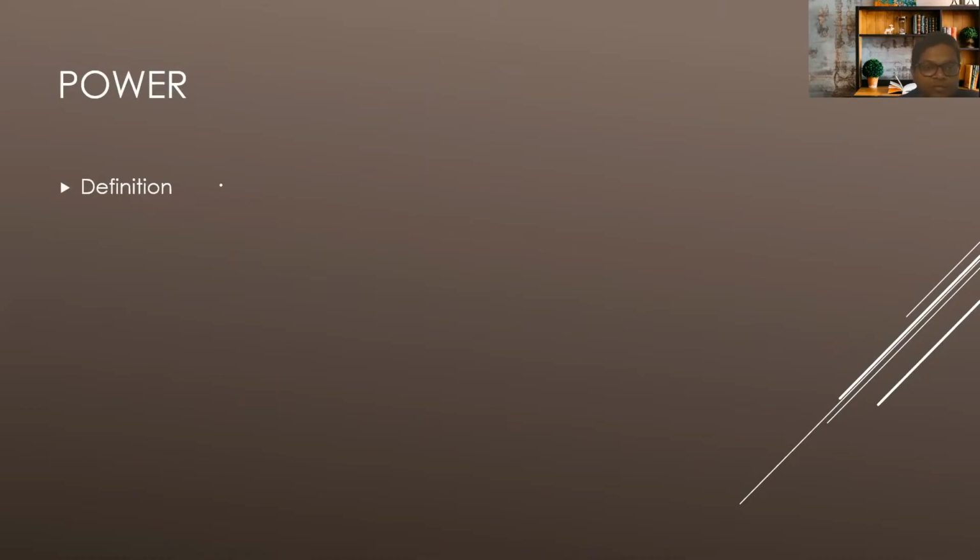So, the definition of power. It is one of the smallest definitions. Rate of doing work is power. It tells how fast somebody can do something.